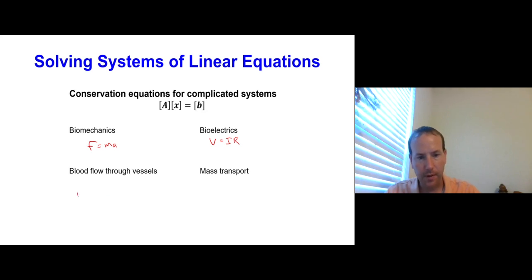In blood flow through vessels, we have equations that relate the pressure to the volumetric flow and the resistances in those vessels, and even in mass transport, where we have diffusion gradients, such as the difference in concentration in two compartments that is driving the flow between these compartments divided by some permeability constant. So all of these can be cast in terms of a linear equation, Ax equals b, that we then need to solve. And so today's lecture is learning about how we solve that using Gaussian elimination.